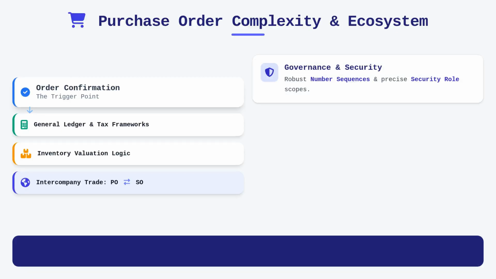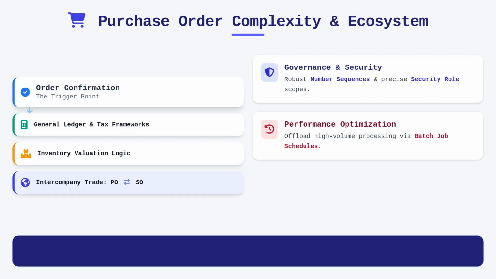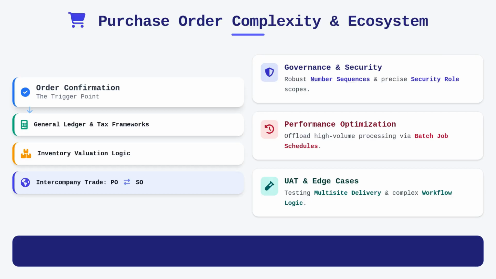As administrators or consultants, we must ensure that our number sequence frameworks are robust and that security roles provide the appropriate scope of access for users executing these transactions. Furthermore, we should anticipate the performance implications of high-volume purchasing by utilizing batch job execution schedules to move heavy processing tasks outside of peak user hours.